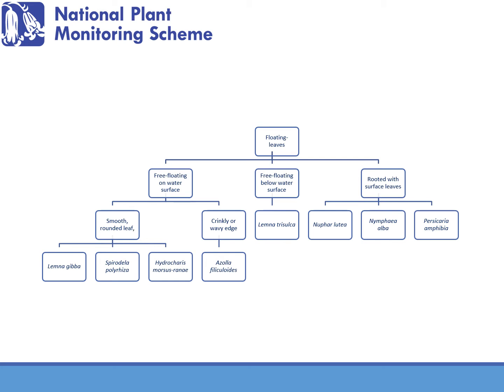Again, I've drawn up a little key that hopefully will help you work out those species that you need to record for WF or indicator level recording. So the first thing to look at is whether the plant is free floating on the water surface, whether it's free floating below the water surface, and whether or not it's rooted.